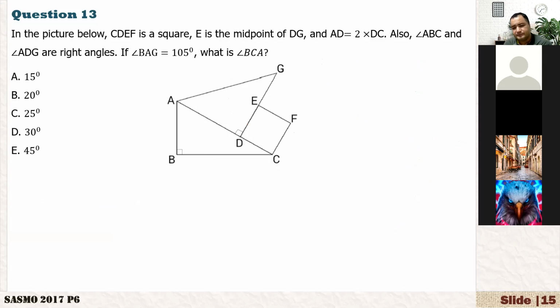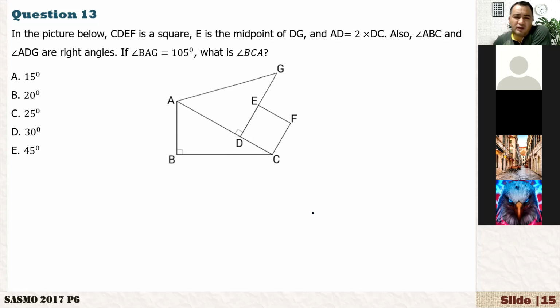Sadiq, can you read the question? Yes. In the picture below, CDEF is a square. E is the midpoint of DG, and AD equals 2 multiplied by DC. Also, ABC and ADG are right angles. If BAG equals 105 degrees, what is BCA? Okay, guys, let's do this together because it's a geometry question.